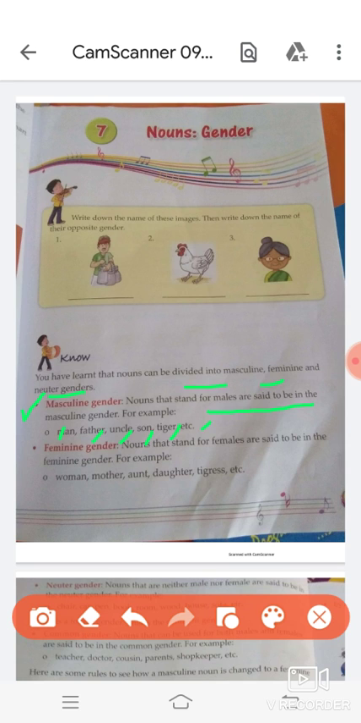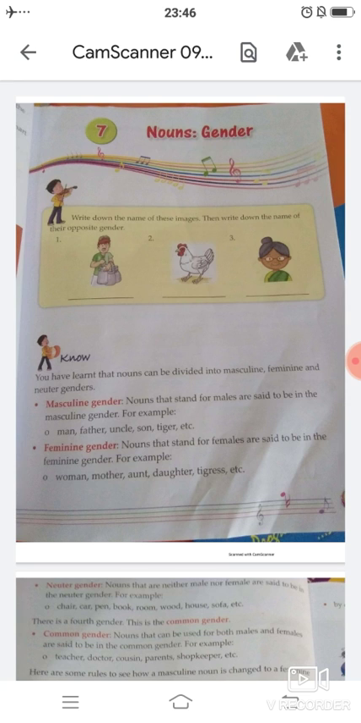Now feminine gender. Nouns that stand for females are said to be in the feminine gender. For example, women, mother, aunt, daughter, tigress. Students, all these are representing females, so these are feminine gender. So what is masculine gender, students? Nouns that stand for males are said to be in the masculine gender. What is feminine gender? Nouns that stand for females are said to be in the feminine gender.